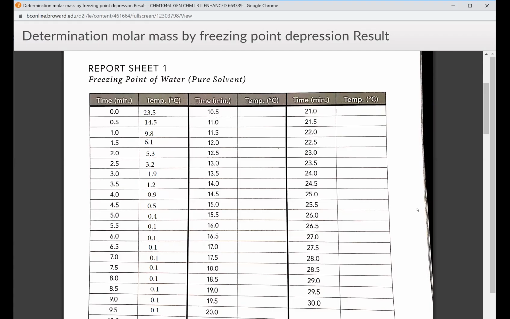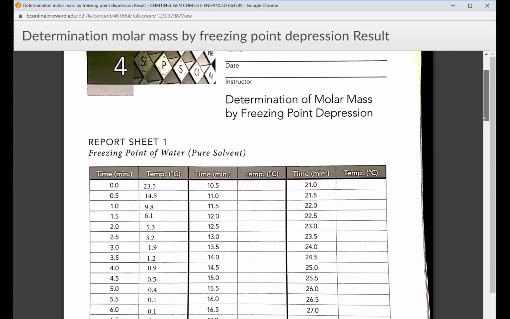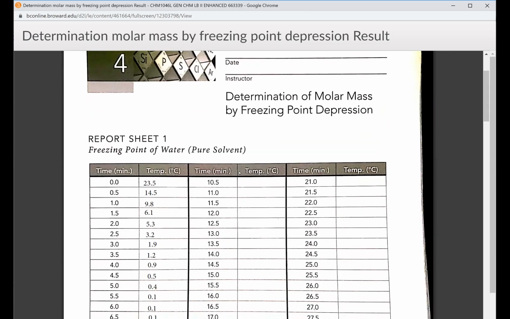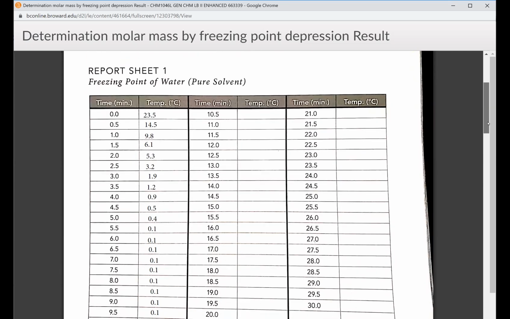Hello everyone, I wanted to give you an overview of how to do the calculation for the molar mass using the data provided for you. This is the data that was collected while doing the experiment shown in the video. You're given, on the first part, report sheet 1, the freezing point of water taken at different intervals in time and the temperature to record the freezing point of water itself.